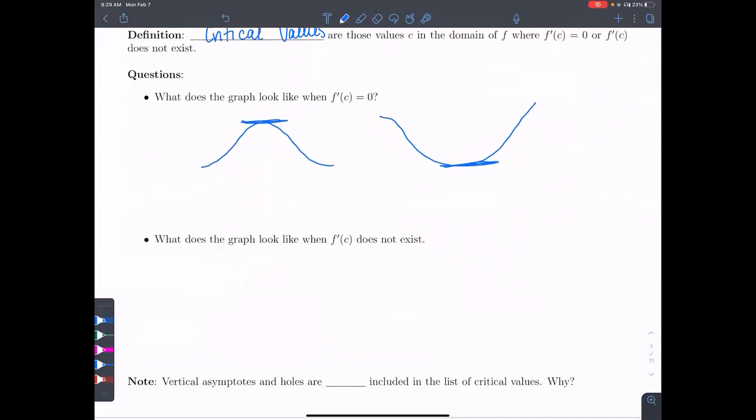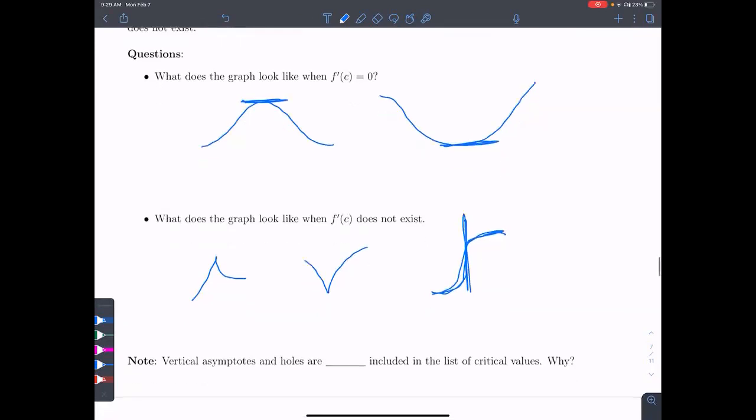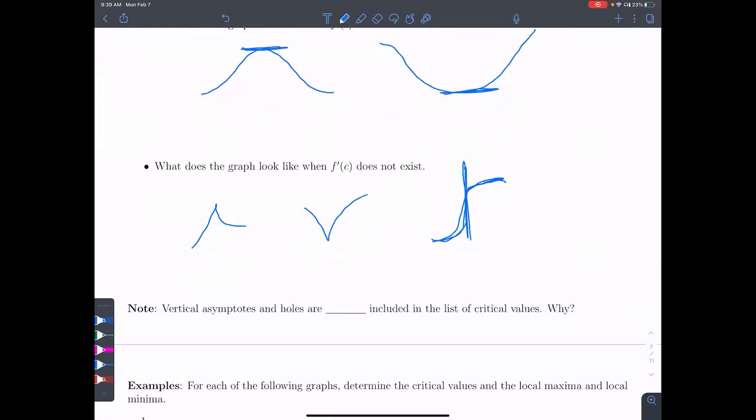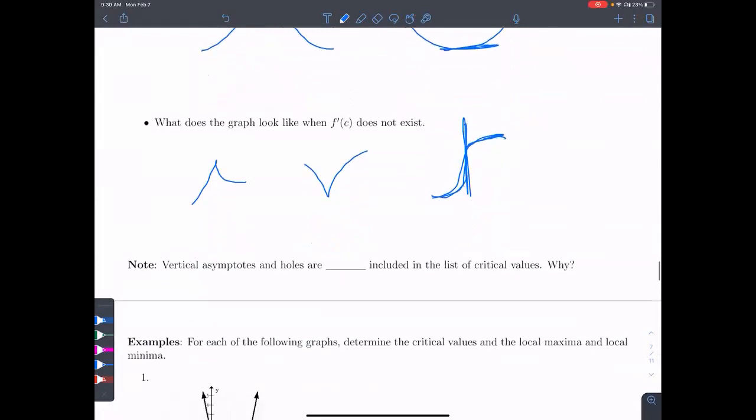When f prime doesn't exist, something like what we just did, this, or like this, where there would be a vertical tangent. That doesn't really get it. I didn't get that steep enough in there. Let's try that again. Yeah, something like that, where the tangent line would be vertical, so the slope would be undefined. Okay, vertical asymptotes and holes are not included in the list of critical values, and that's because they're not in the domain.